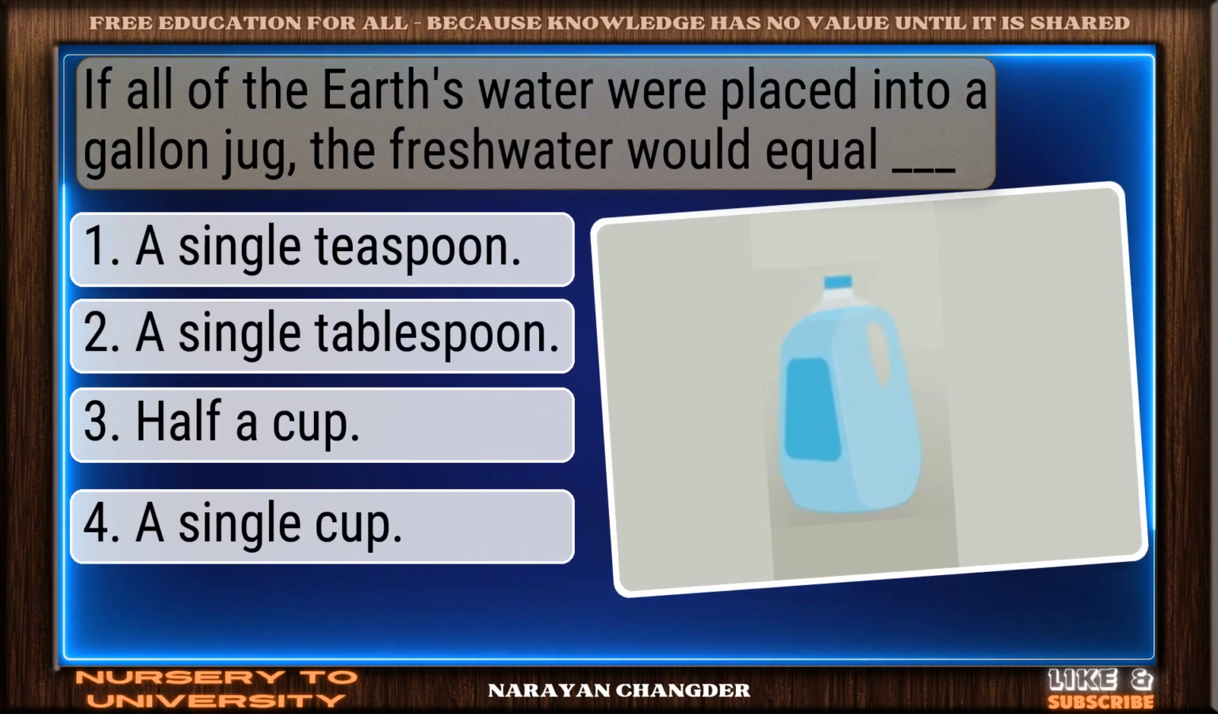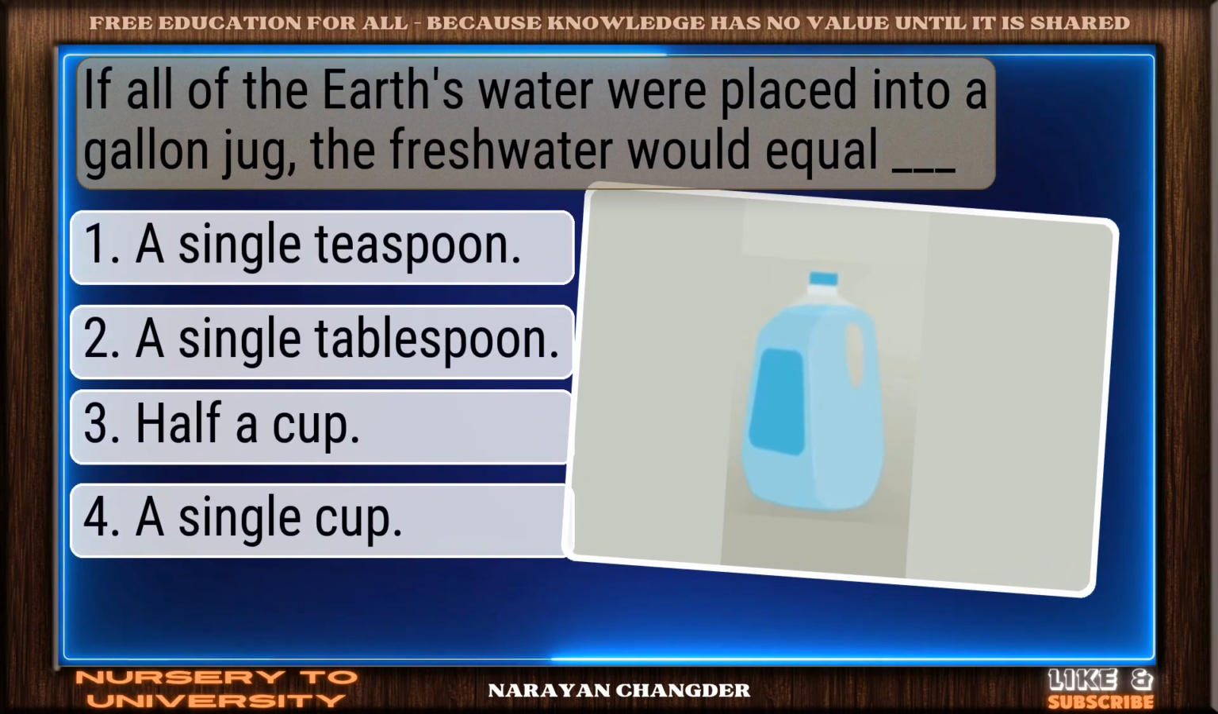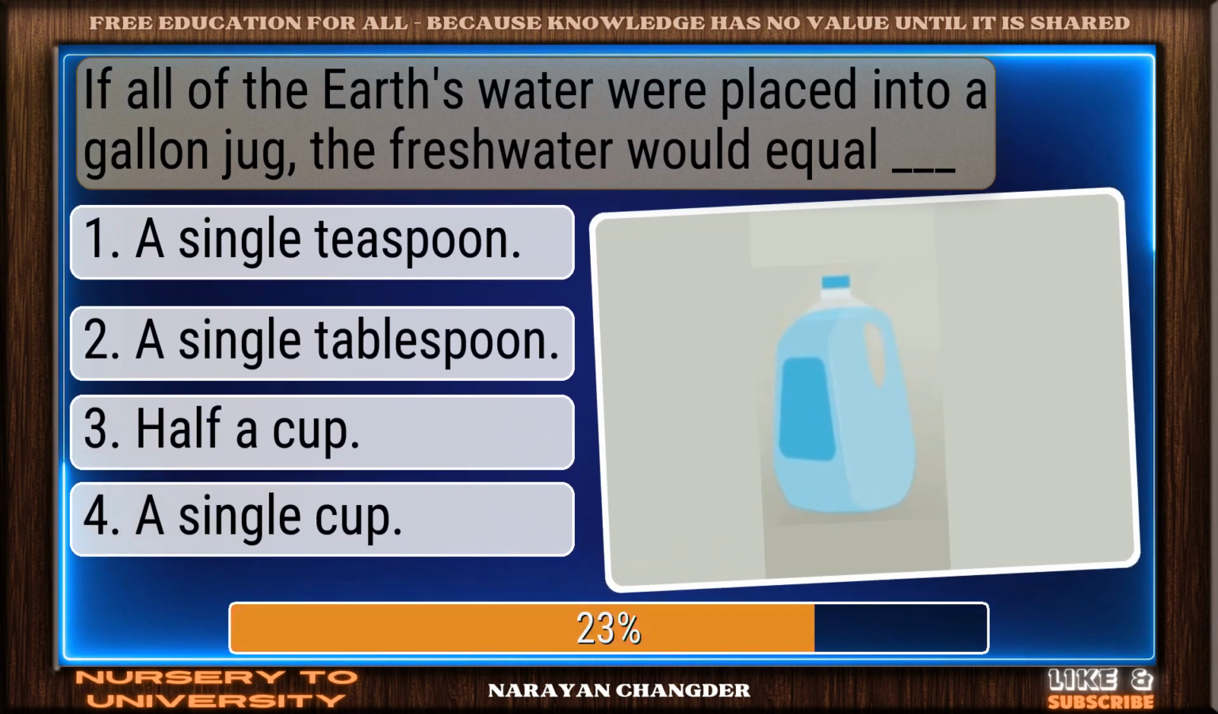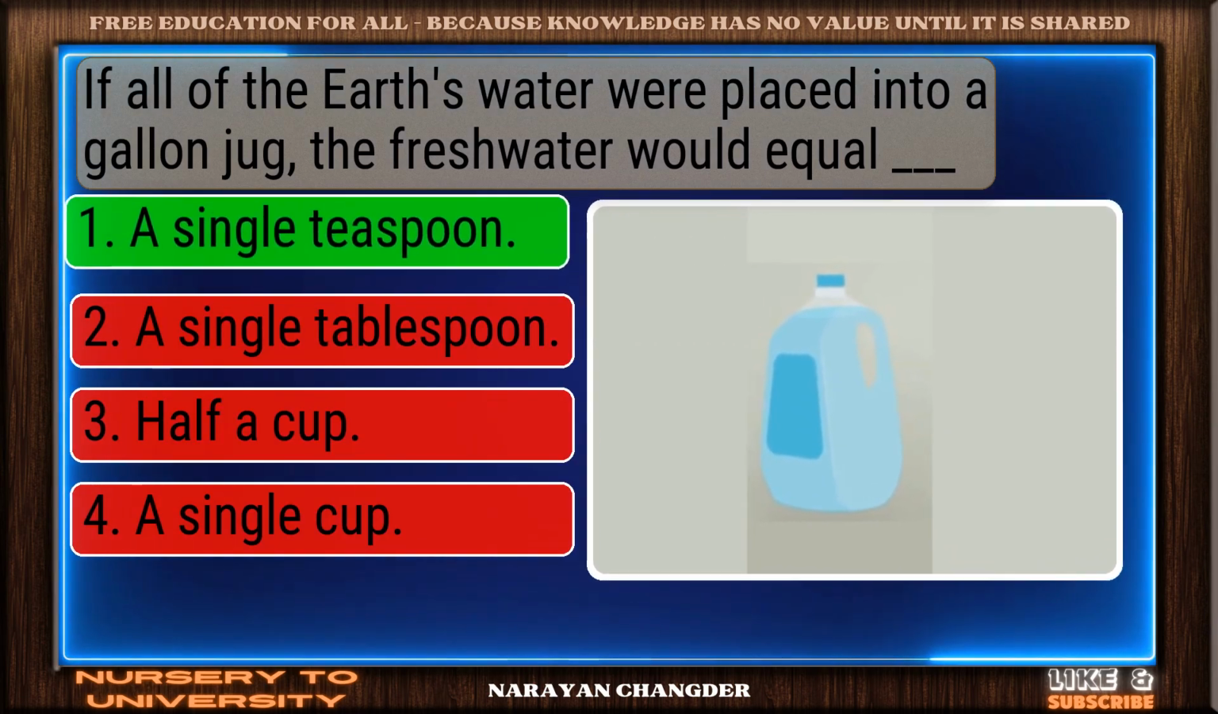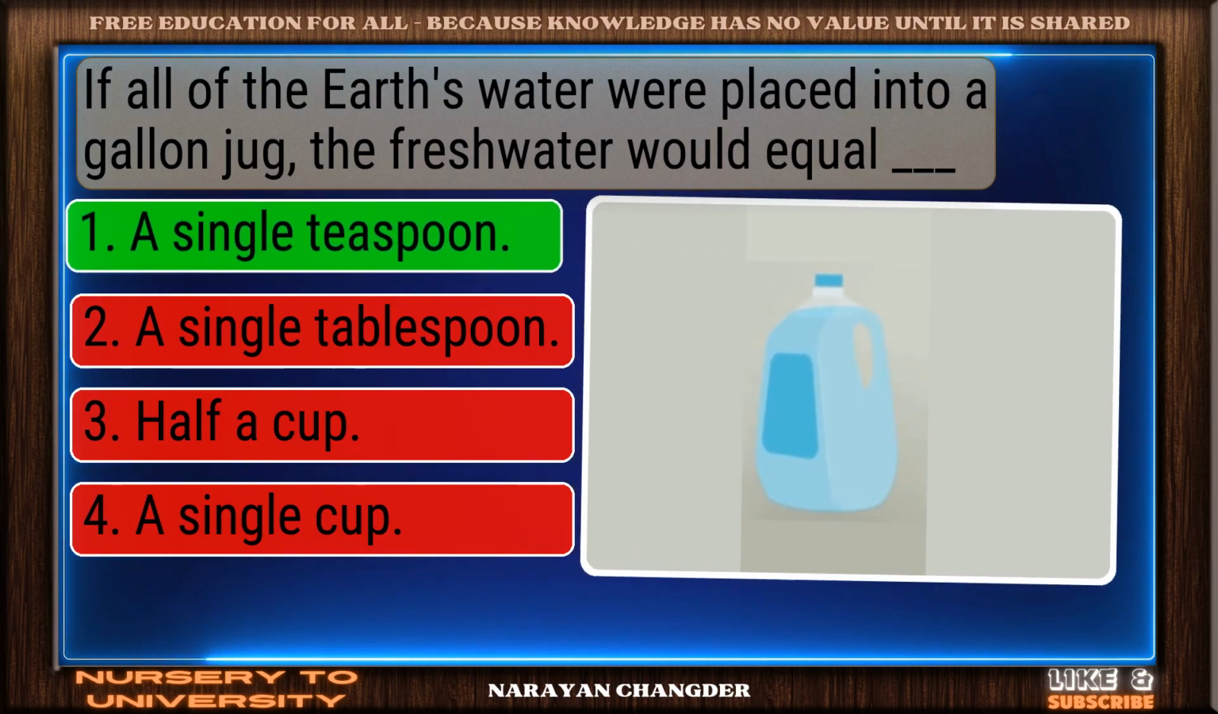If all of the Earth's water were placed into a gallon jug, the fresh water would equal dash. On track. A single teaspoon is the correct answer.